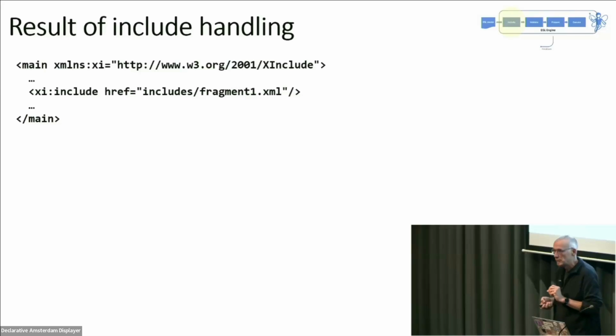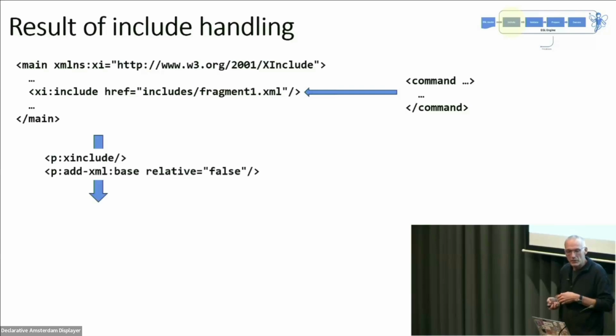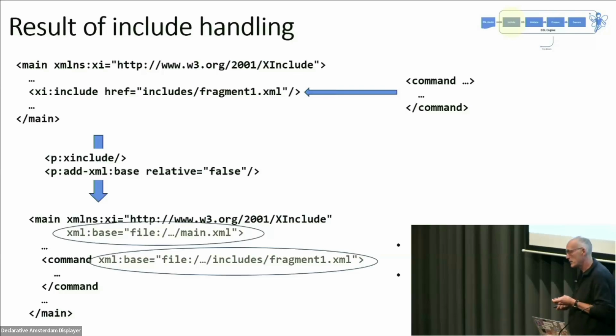Now, I think this is pretty simple, but just to make it more clear, here we have a file with an X-include. Here we have the file that we're including, and we run this through these two steps. And what happens is this: as you can see, the file is included, and we now have XML base attributes on the root elements of every main file.